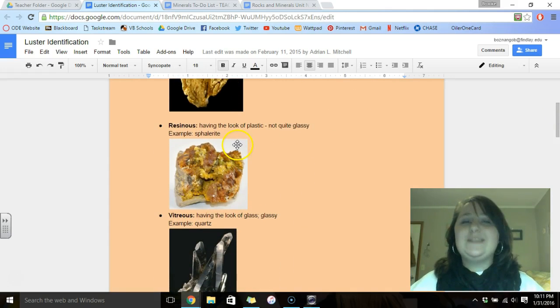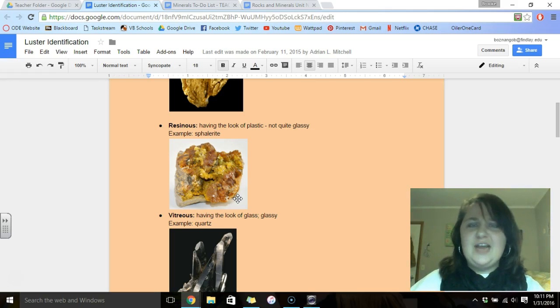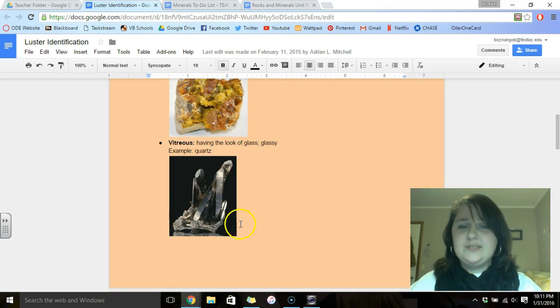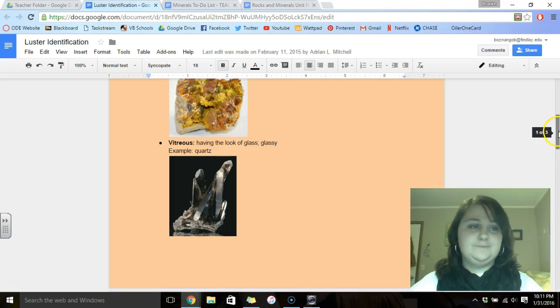This is resinous. And resinous is having the look of plastic, not quite glassy. So this mineral here looks kind of plasticky. Like it's not quite glassy, it's just kind of in between. This is vitreous. Vitreous means having a glassy look. So this is quartz. A lot of the crystals that you see that look really glassy, like you see on gemstones and stuff like that. It looks real glassy, real shiny, real nice. That's called vitreous.